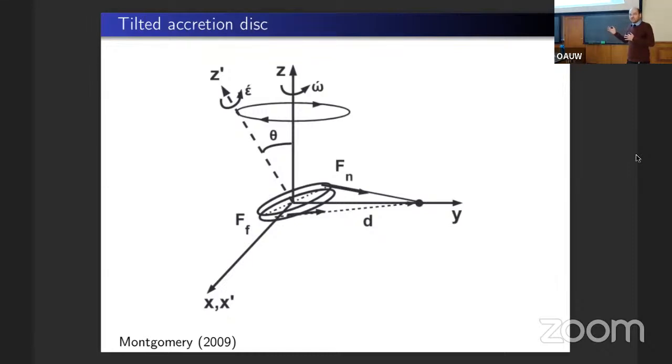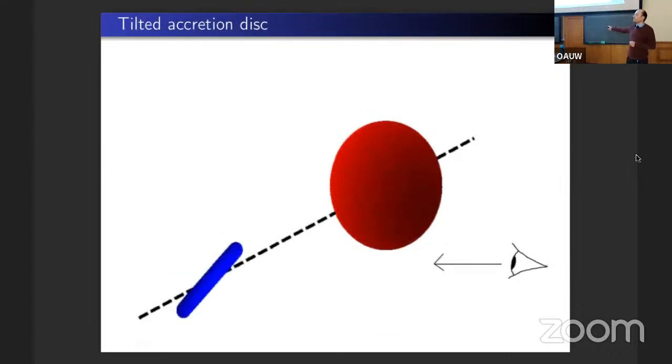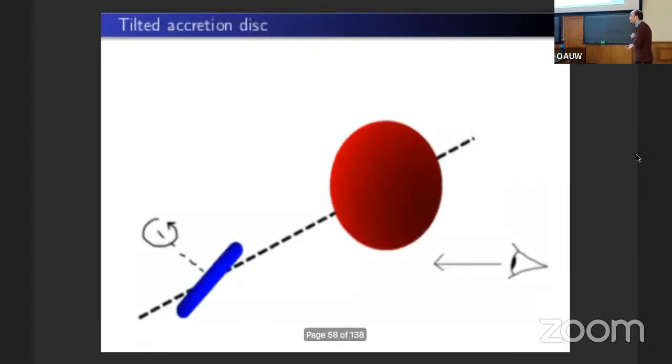And accretion disks that are tilted are not only theorized to exist in cataclysmic variables, but also in X-ray binaries. So this is something that can apply to a wider range of astrophysics than just cataclysmic variables. So it's an interesting topic. So again, we have grazing eclipses, but we also have superorbital variability. So the picture actually looks like that. We have grazing eclipses of a precessing accretion disk.